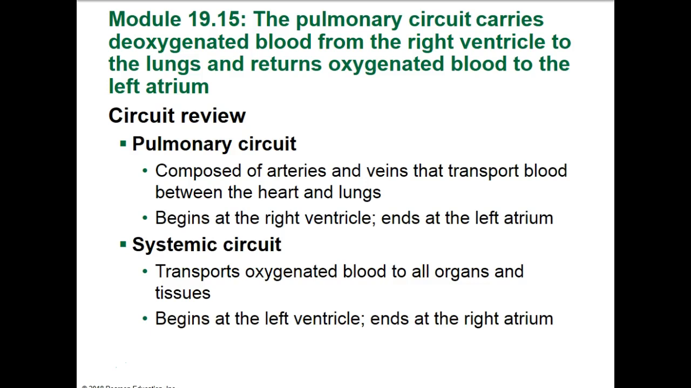Now let's look at the review of the circuit. The pulmonary circuit is composed of arteries and veins that transport blood between the heart and lungs, you'll recall. So this starts at the right ventricle and ends at the left atrium. The systemic circuit transports oxygenated blood to all your organs and your tissues. This begins at the left ventricle and ends at the right atrium. And this should be just a review for you.